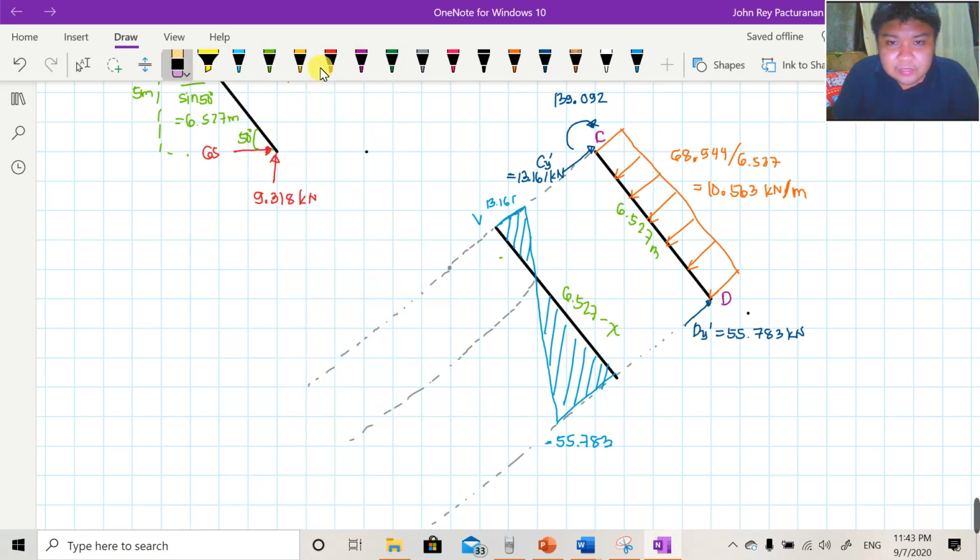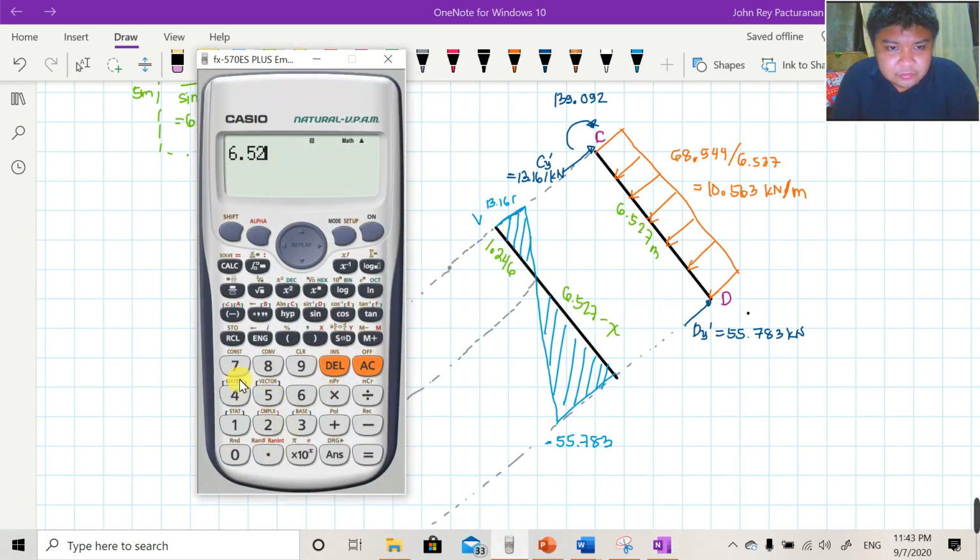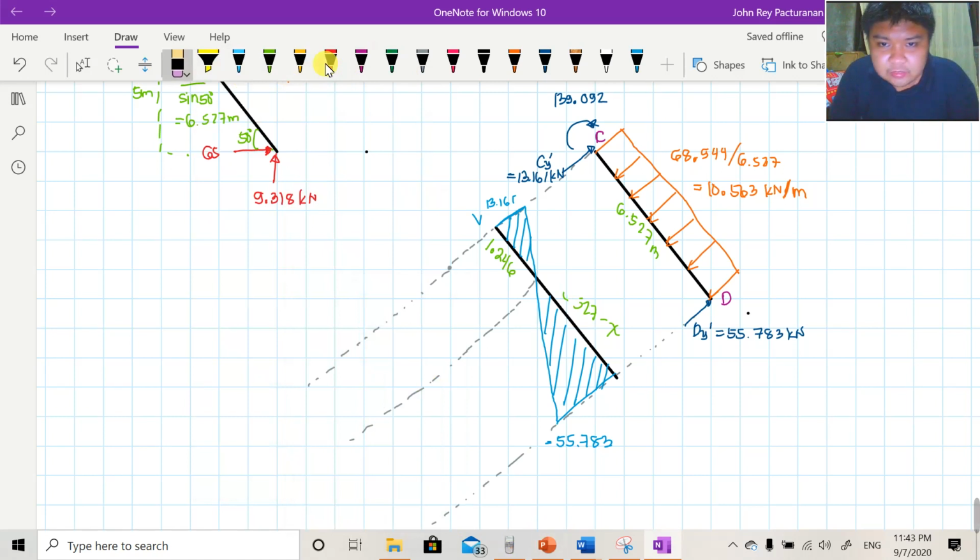So, pwede mo nang palitan. Kahit idiretso mo na to as 1.246. On the other hand, yun na nga, 6.527 minus that is 5.281. Sige, 5.281. I hope nasusundan nyo pa, no? So, this is 5.281 meter. So, therefore, ready na tayo mag-sketch ng moment diagram natin, class.